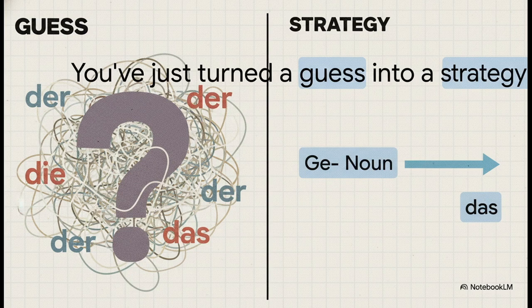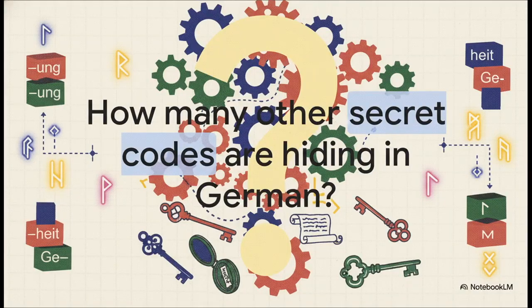And that's the real magic here. You're no longer just taking a random 1 in 3 shot at der, die, or das. Nope. You're now using a clear pattern to make a strategic, high-probability choice. You've started to bring order to the chaos. You know, this ge rule is really just one of many little secrets tucked away inside German grammar. There are other patterns too, like for words ending in ung or heit. So it just leaves you with one question, right? Now that you've cracked your first code, what other secrets are you going to find?